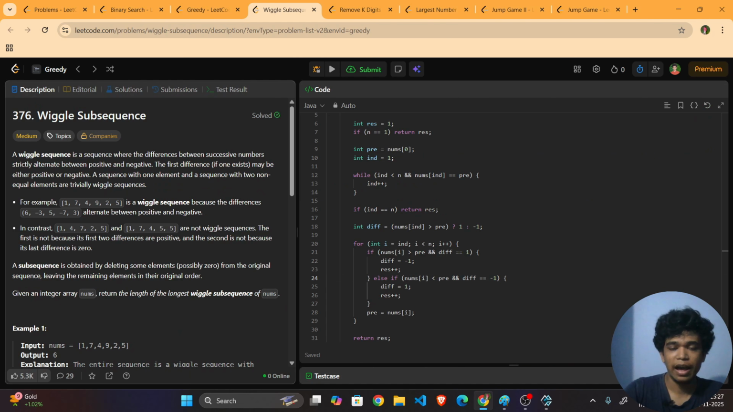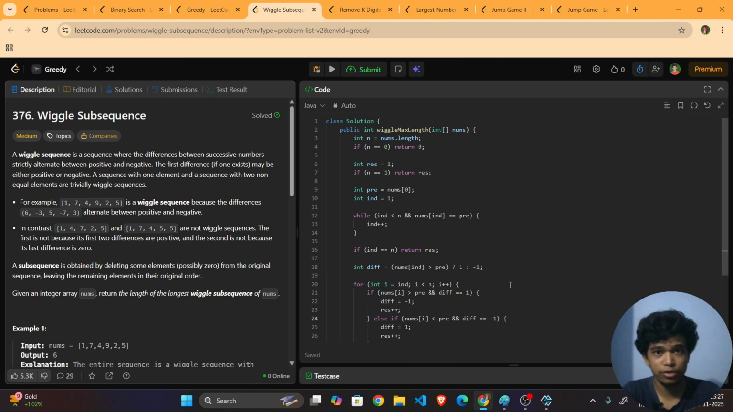So see here, I have written a Java code. If you want C++ or Python code, just go and search in my description. So see here, I am assigning the length of nums to n, and if n is equal to 0, then I will be returning 0. Then I am initializing result is equal to 1. If n is equal to 1, I will be returning the result value, as they have already given here itself.